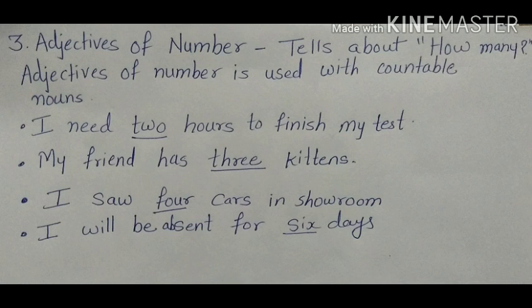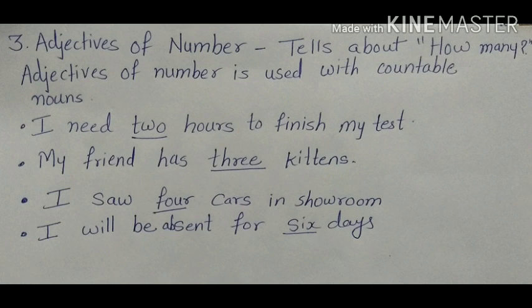Second example, my friend has 3 kittens. How many kittens he has? 3 kittens. So 3 is an adjective of number. It's countable. It is used with the noun kittens to describe its number. Therefore, 3 is the adjective of number.